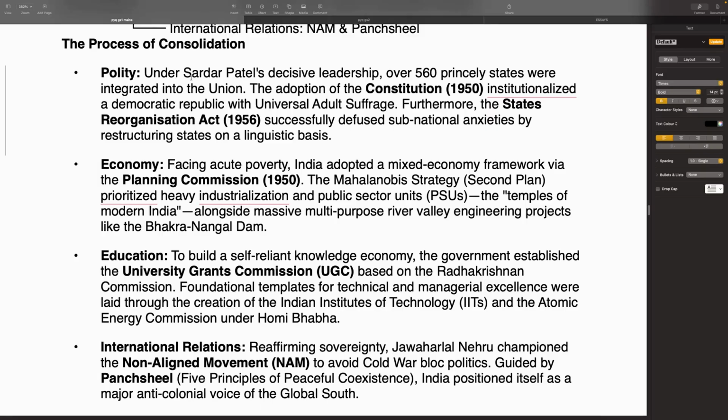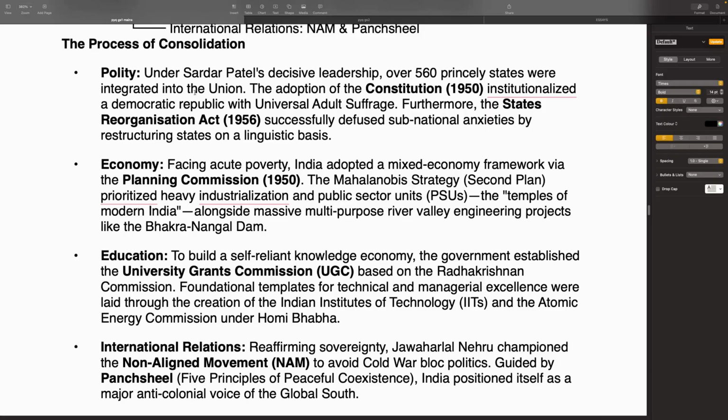The process of consolidation. Polity: under Sardar Patel's decisive leadership, over 560 princely states were integrated into the Union. The adoption of the Constitution 1950, we all know, institutionalized a democratic republic with universal adult suffrage. Furthermore, the States Reorganization Act 1956 successfully diffused subnational anxieties by restructuring states on a linguistic basis.